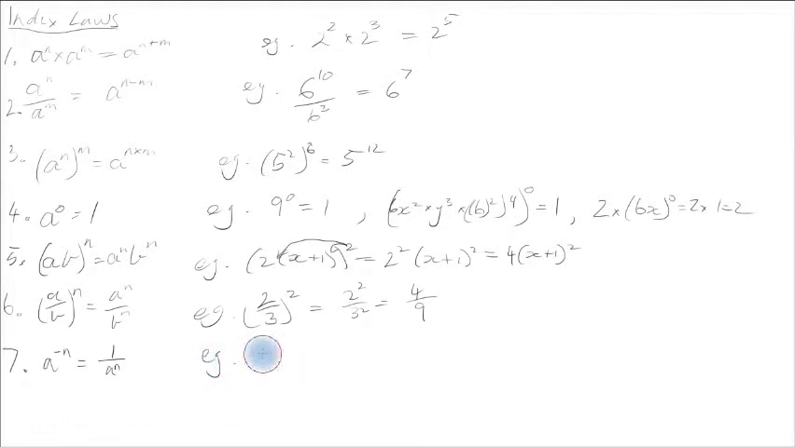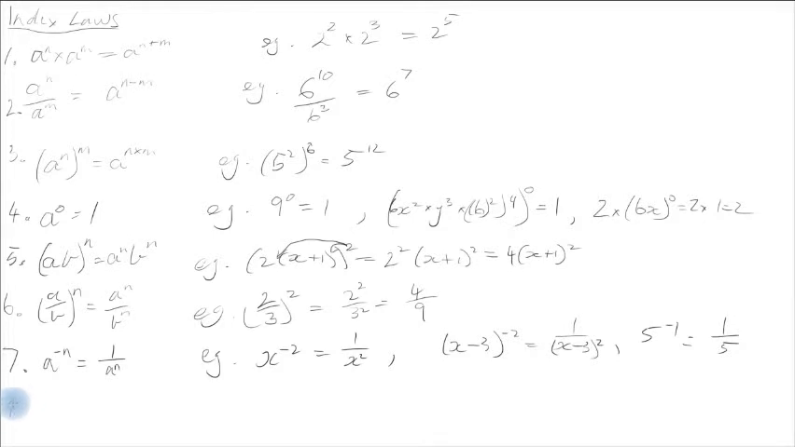If we have x to the power negative 2, that's the same as 1 over x to the power of 2. Or if you have x minus 3 to the power of negative 2, that is 1 divided by x minus 3 squared. Or an easy one is 5 to the power negative 1 is 1 over 5. So there we go, that's number 7.